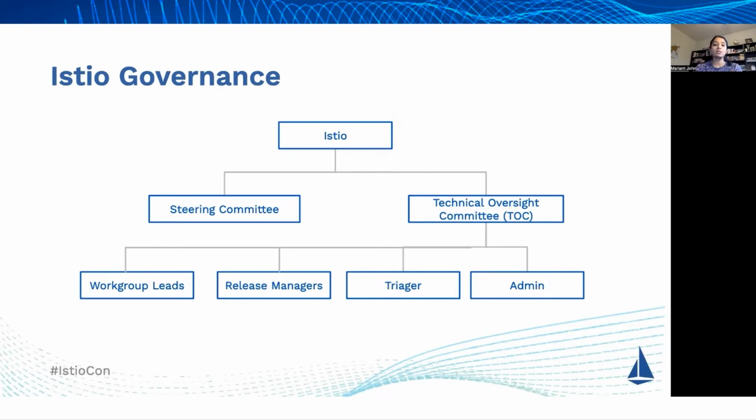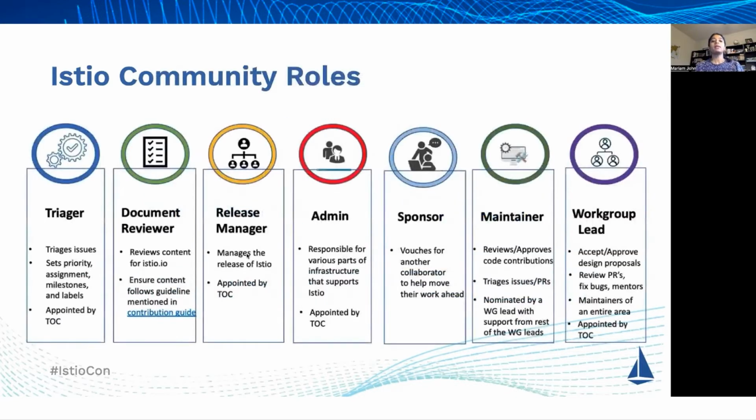The TOC is responsible for the overall technical direction and product and design decisions. The TOC members are elected by the steering committee from the workgroup leads. In this slide, we look at the different roles within the Istio community. All these are member roles, meaning you need to be a member of the Istio community to take up any one of these roles. A triager triages bugs and issues and assigns priorities and target dates to them.